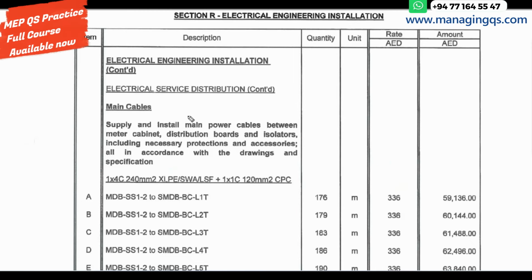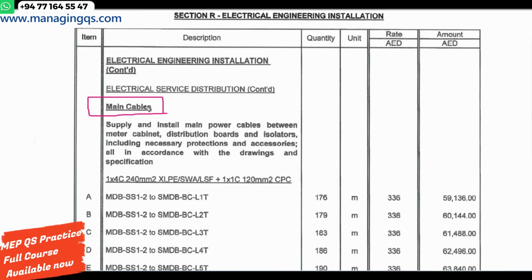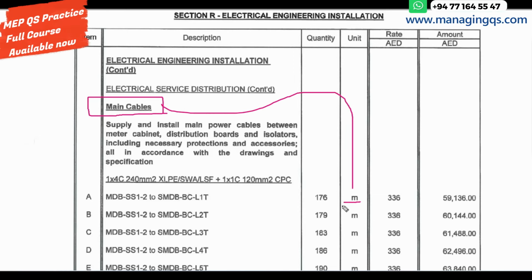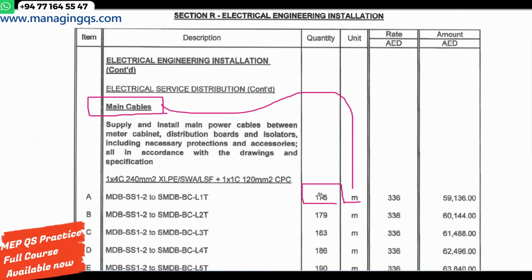So now I am going to take the electrical main cable. First off, the measurement unit of the cable is linear meter, so there are no issues, and the quantity is already taken as 176. There are no issues because we can easily take the quantity from the drawing.